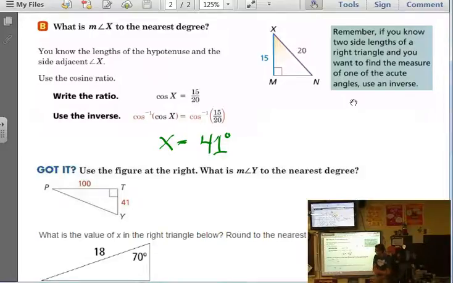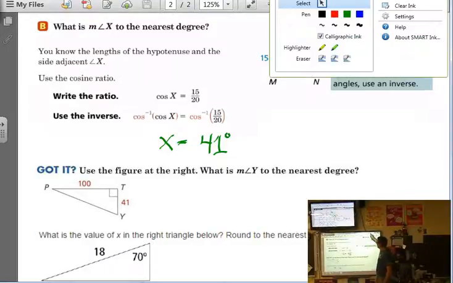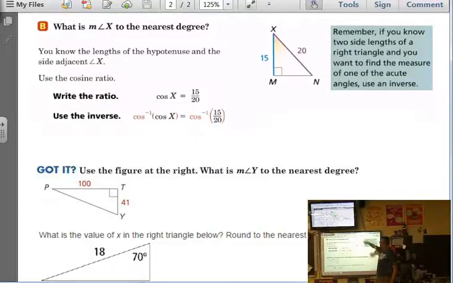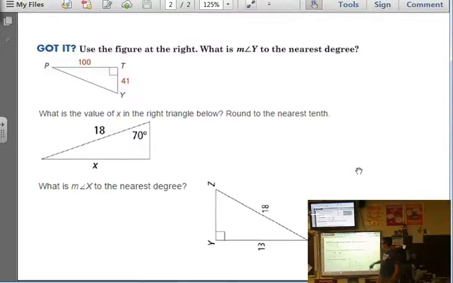And let's finish out with one more. Find the measure of y and p. Once you know y, you should know p.